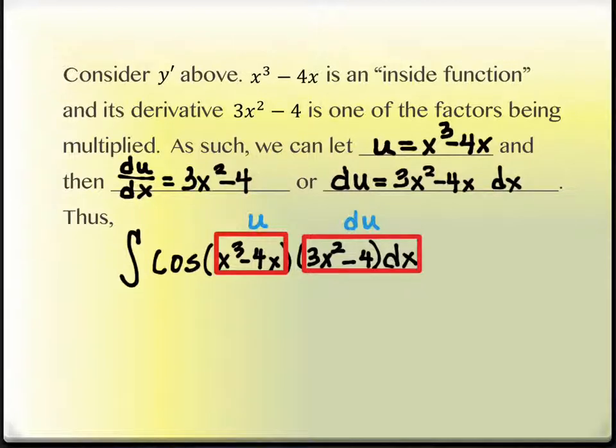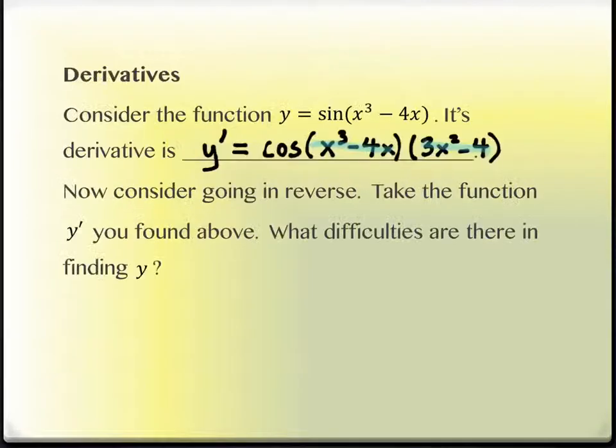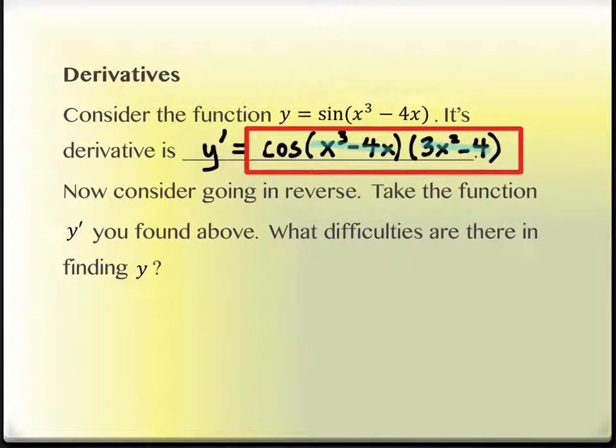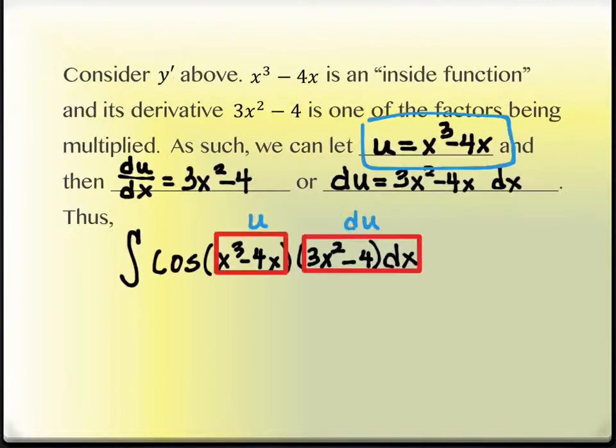Yes, ma'am? Where did the x come from in the 3x squared minus 4x? Because you moved the x to the other side? No, it's right here. It's actually part of the original question. Where it came from is because I started with this side of the equation. So the 4x is actually already inside the sine function or the cosine function, depending on which we're looking at.